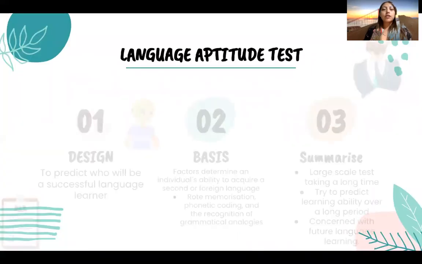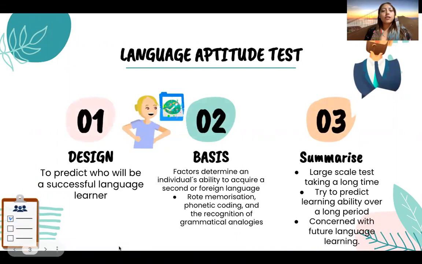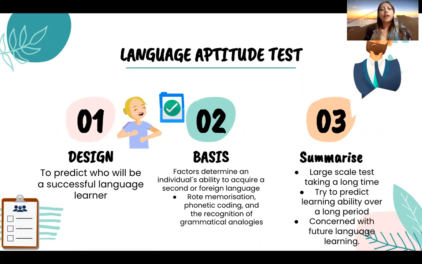Well, the language aptitude test is focused on design, basis, and summary. Design is related to predicting who will be a successful language learner. Basis: there are factors determining an individual's ability, like rote memorization, phonetic coding, etc. And summarize, well, these are large-scale tests taking a long time, trying to predict learning ability over a long period of time, and finally concerned with future language learning.